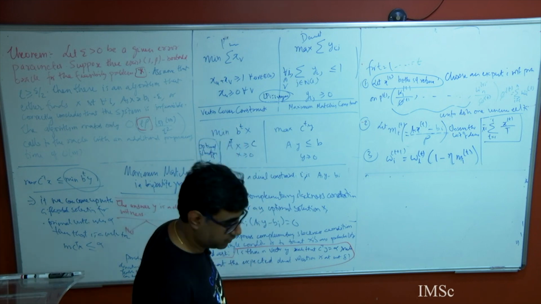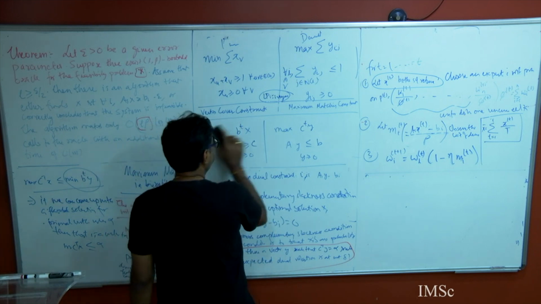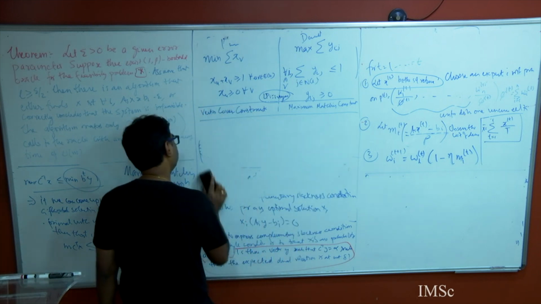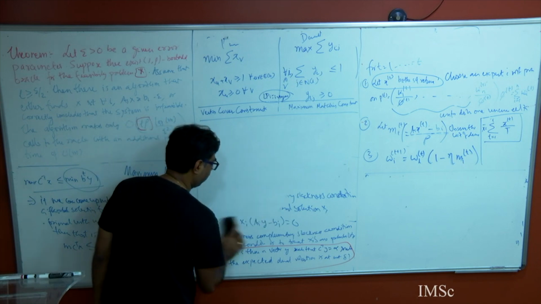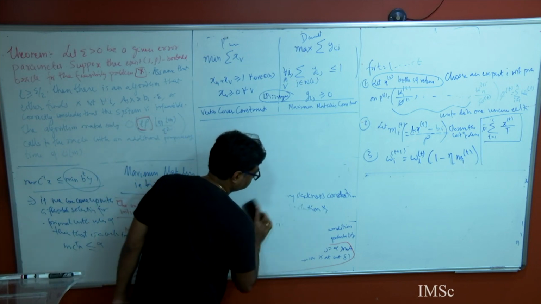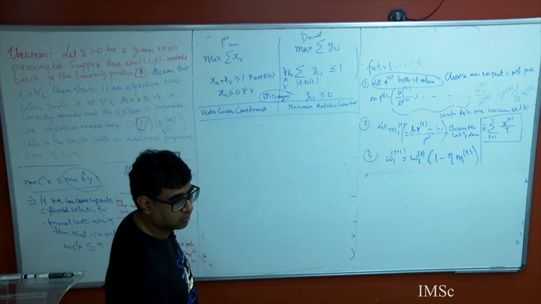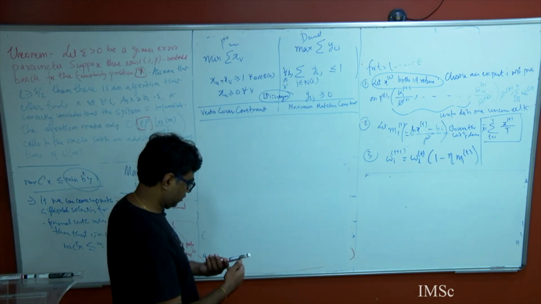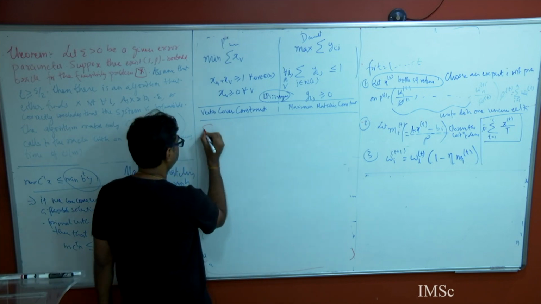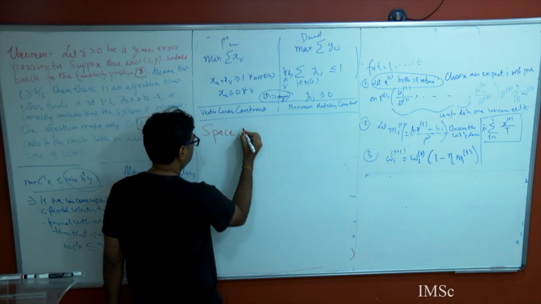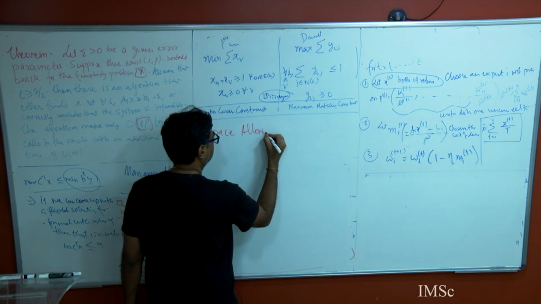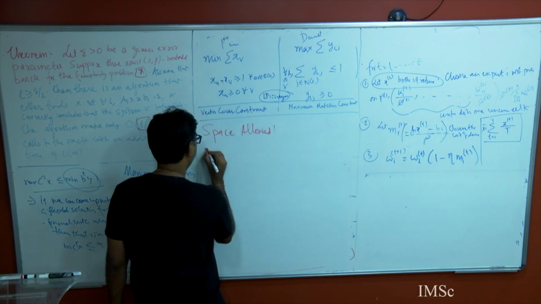So let me rub this out and let's try to understand the difficulty which we will face. Suppose I am only interested in solving fractional maximum matching. I can solve fractional maximum matching, but look, here is the space allowed, here are the passes allowed.